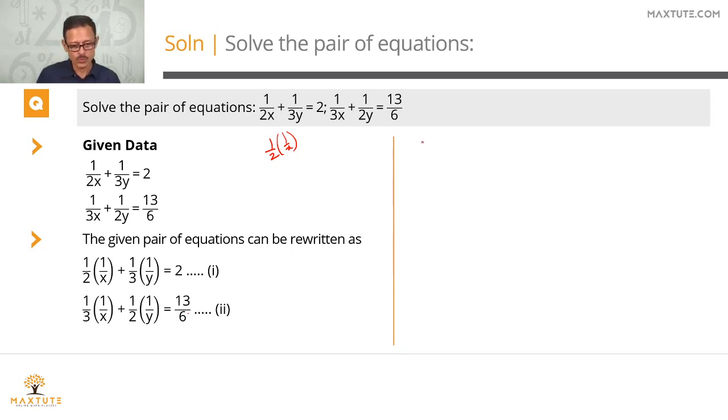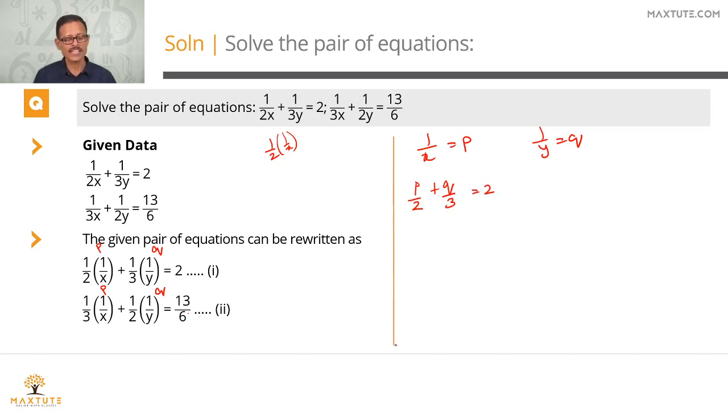So I'm going to take this 1 by x and replace it with a p. I'm going to assign p as 1 by x. And 1 by y is equal to q. So wherever you see a 1 by x, replace it with a p. And wherever you see a 1 by y, replace it with a q. So it's going to be half p, which I'm going to write as p by 2. And this is going to be 1/3 q. We can write it as q by 3. This is equal to 2.